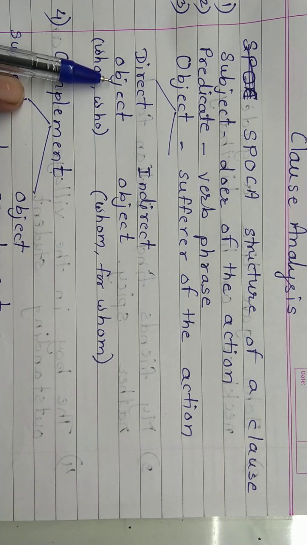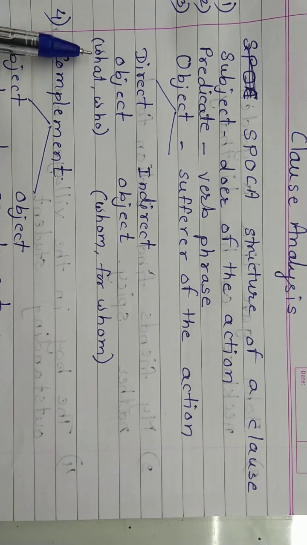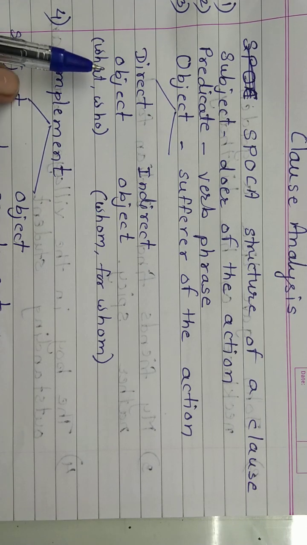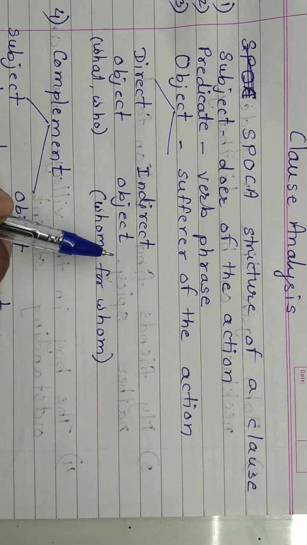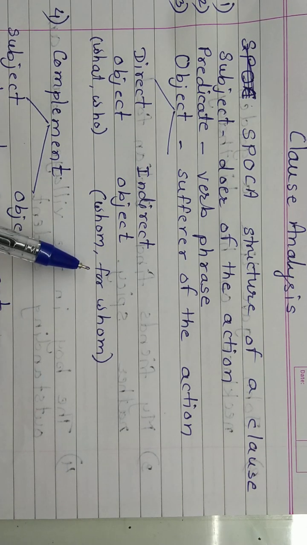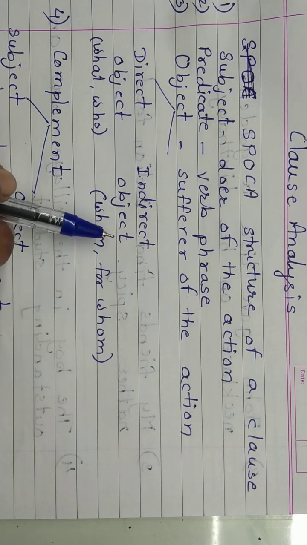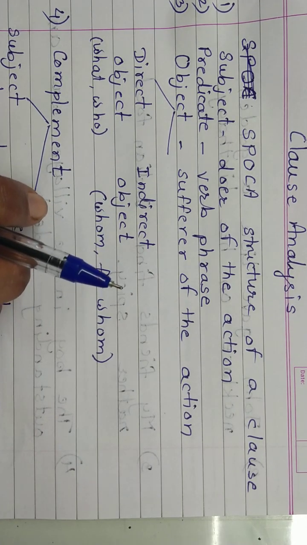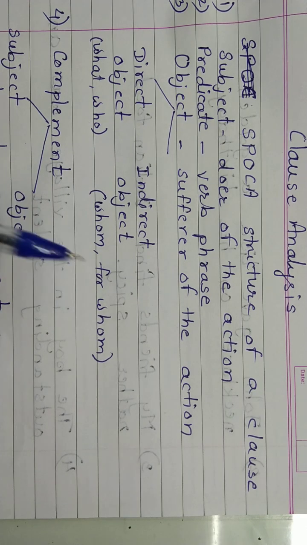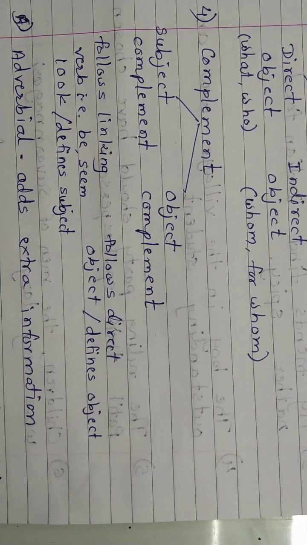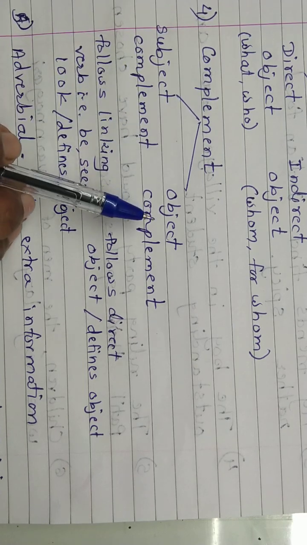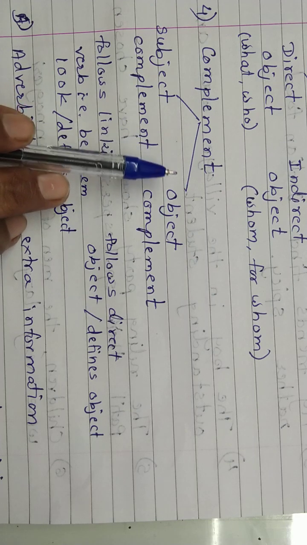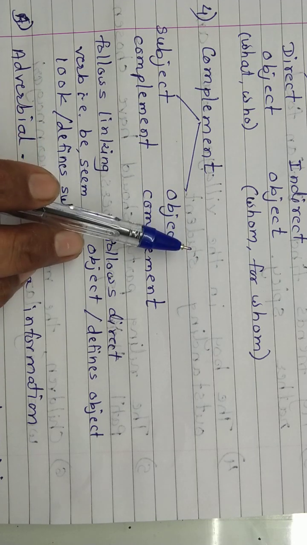Direct object is what? We can ask the question what or who to the verb, and the answer is the direct object. The indirect object we can get by asking whom or for whom to the verb. Similarly, complement. There are two complements: subject complement and object complement. Complement means that which completes the meaning.